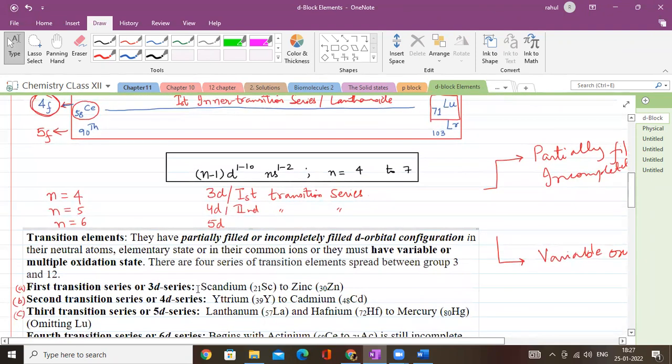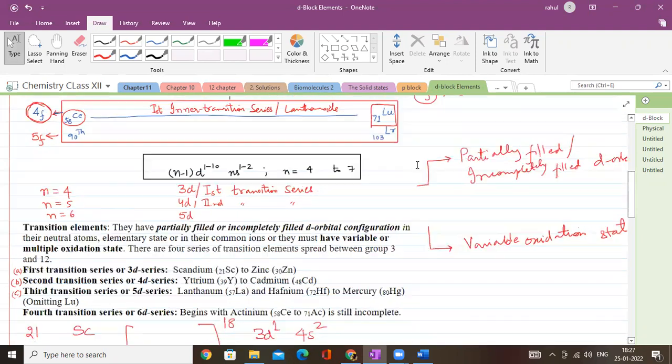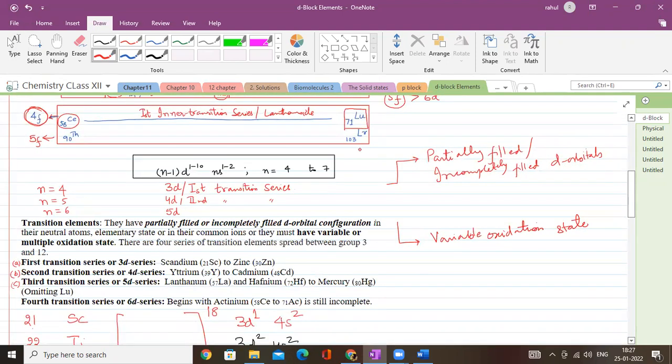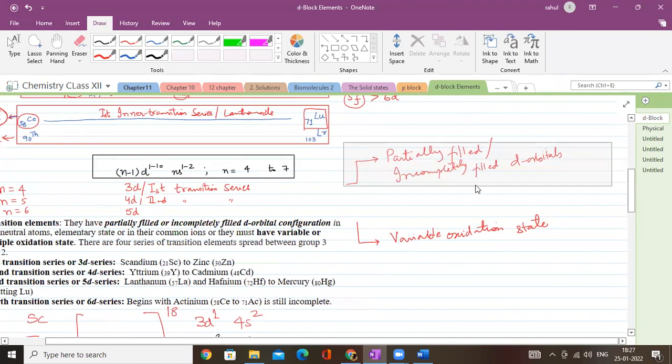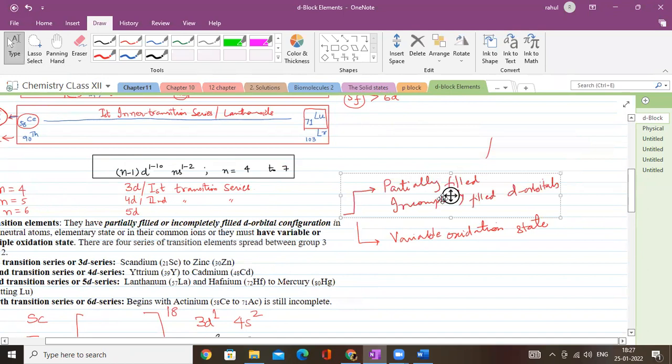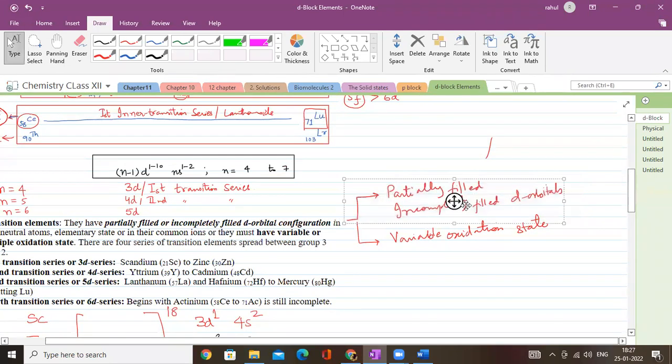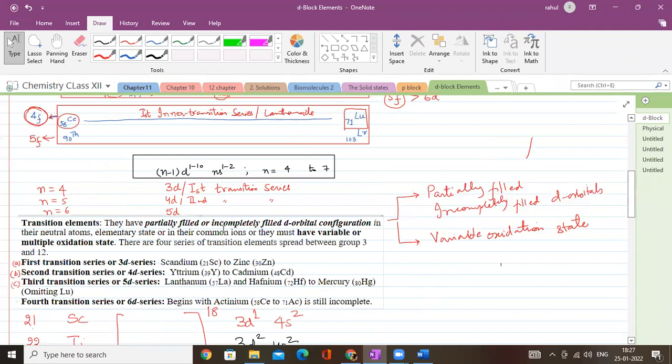There are 2 points that we have to consider right now. Number one, transition elements are basically those which have partially filled d orbitals. I repeat, transition elements are generally those which have partially filled or incompletely filled d orbitals. Any element which has partially filled or incompletely filled d orbital is basically called a transition element.